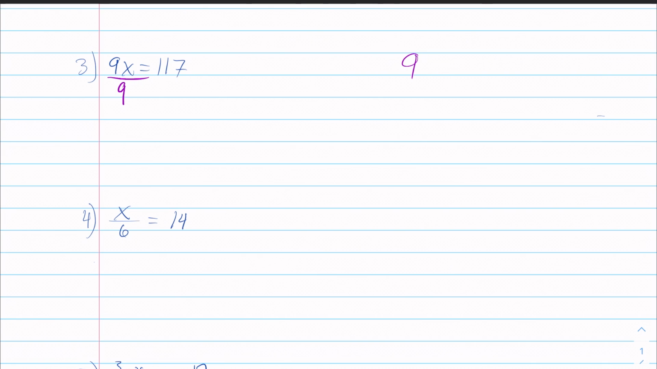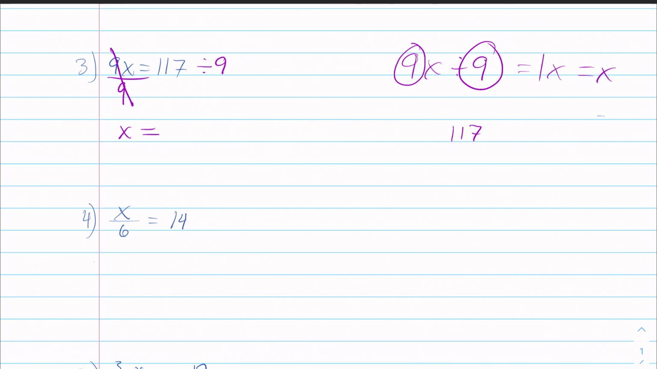And when I do 9x divided by 9 like this, I wrote it as a fraction here, which you could write like this or write like this, and it's the same thing. But when I do 9x divided by 9, basically I'm just going to divide this 9 with this 9, and it winds up equaling 1. So I wind up with 1x, which is just x. So these two 9s divide out, and I am left with x equaling, I did do 117 divided by 9, don't I? To keep it balanced.